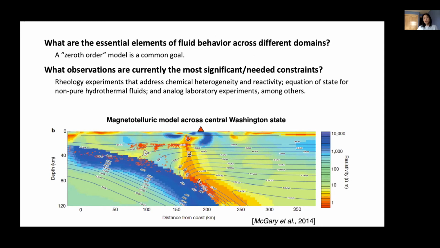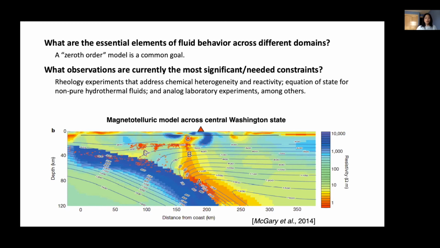And in general, yes, all of these are important, but there is no set of elements that the community agrees on. So what we came up with is this zeroth-order model that contains basic essential elements that the community can agree on, and that would be a good starting point.